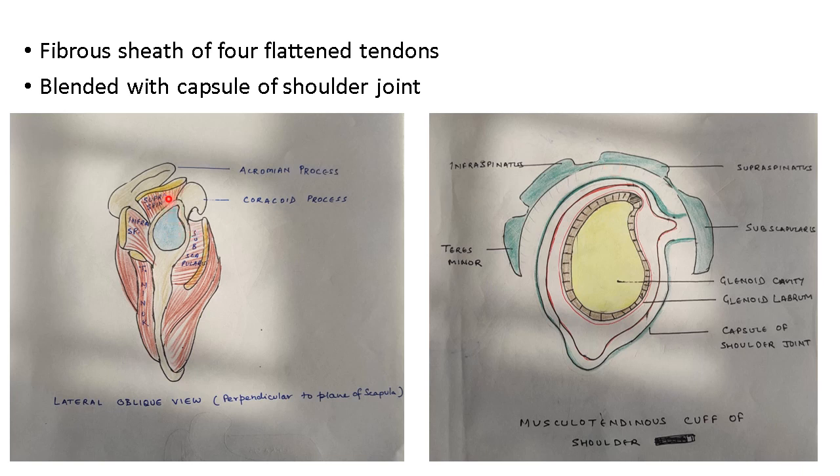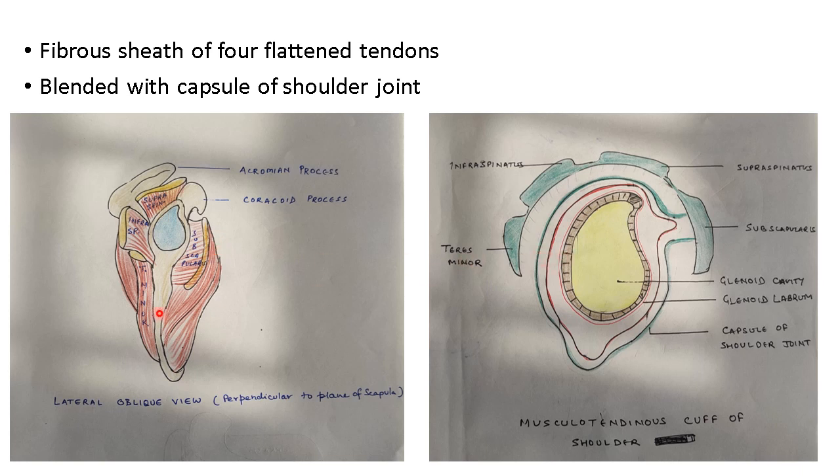In this diagram, this is the lateral oblique view of the scapula, where you can see the glenoid cavity, which is the bony part, and this is the lateral border of the scapula. Here you are seeing the cut section of the muscles attached. This is your subscapularis muscle. This one is your supraspinatus, then infraspinatus, and this is your teres minor muscle. These four muscles' tendons get flattened and form a fibrous sheath-like structure around the glenohumeral joint, and this sheath blends with the capsule of the shoulder joint. So this forms a cuff-like structure around the shoulder joint, which is known as the rotator cuff.